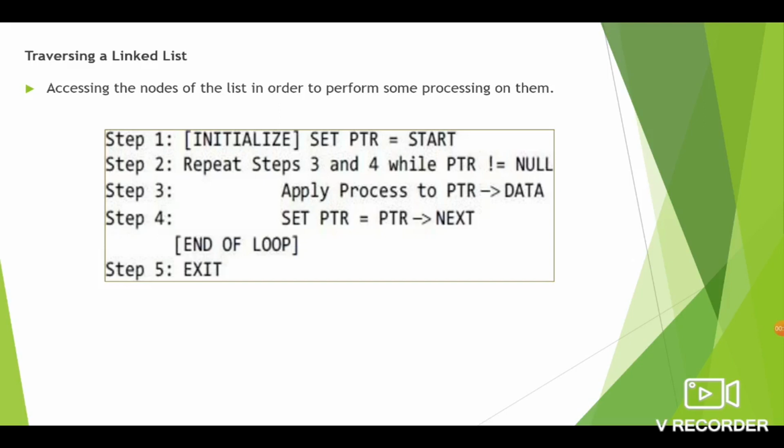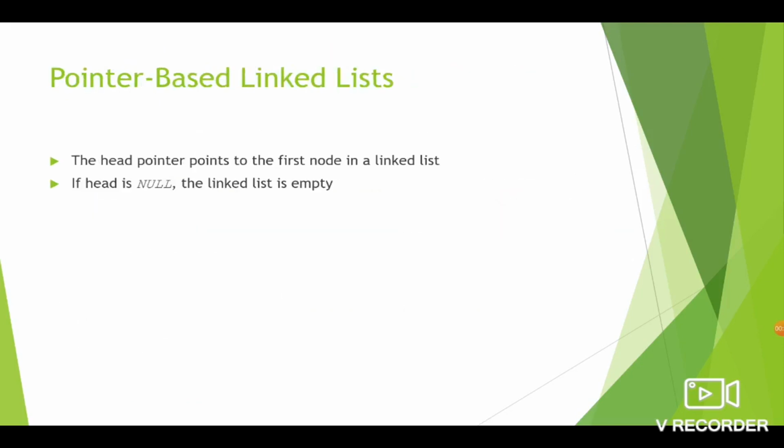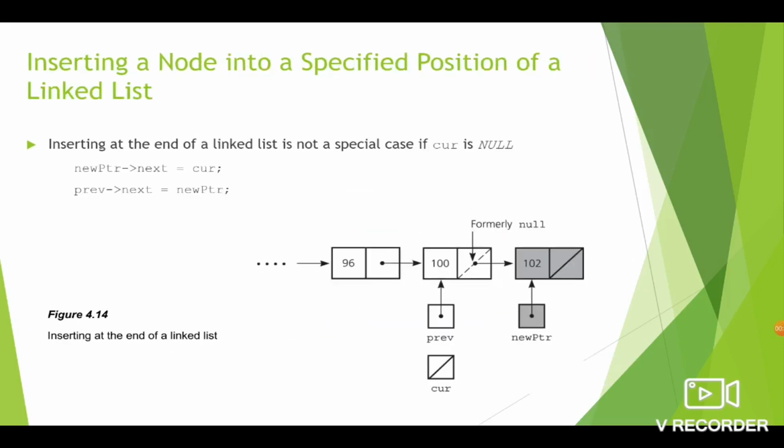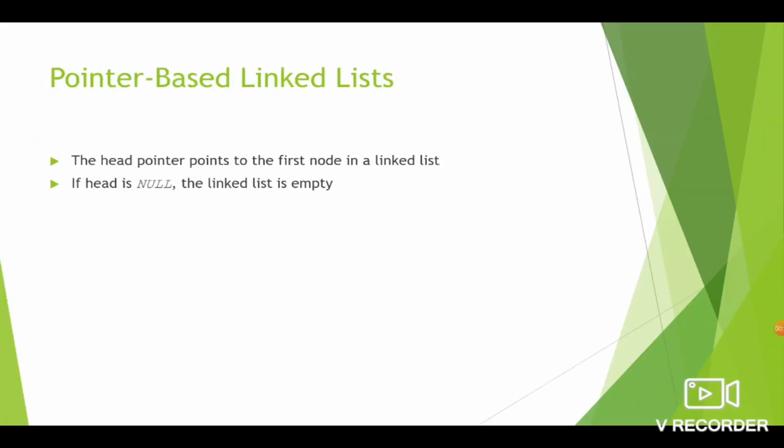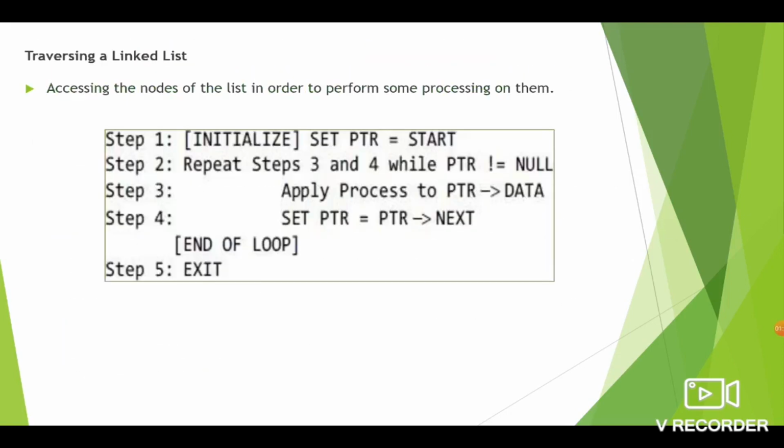You can perform some operations on a linked list such as traversal, searching, insertion, deletion and so on. So these are some of the operations that we can perform with a singly linked list. The first one is traversing a linked list. What is it? Traversing is nothing but visiting the nodes, accessing the nodes of the list in order to perform some processing on them.